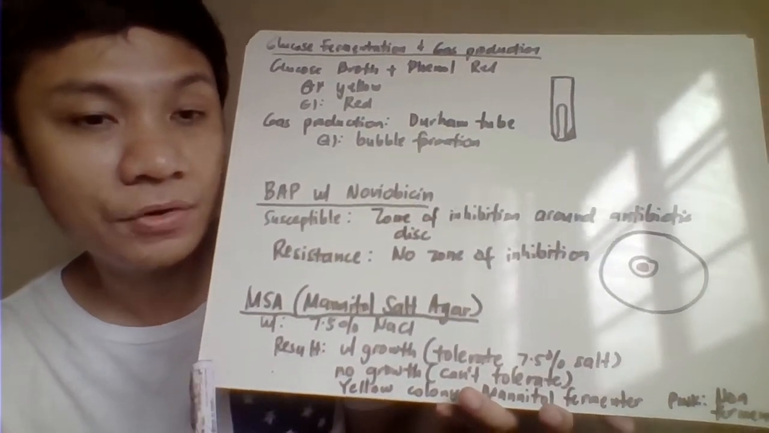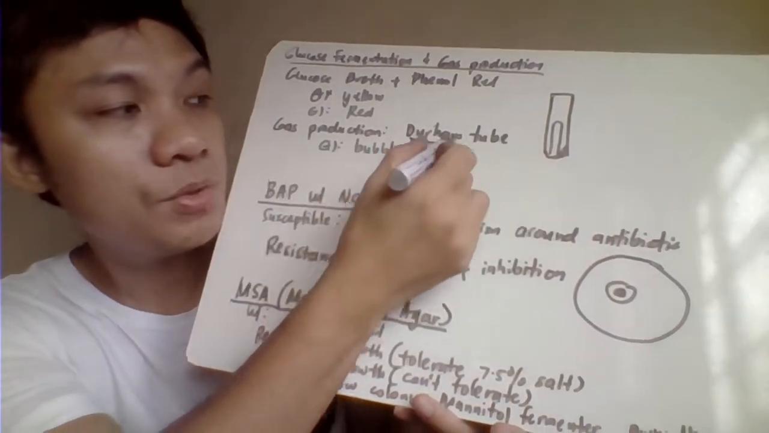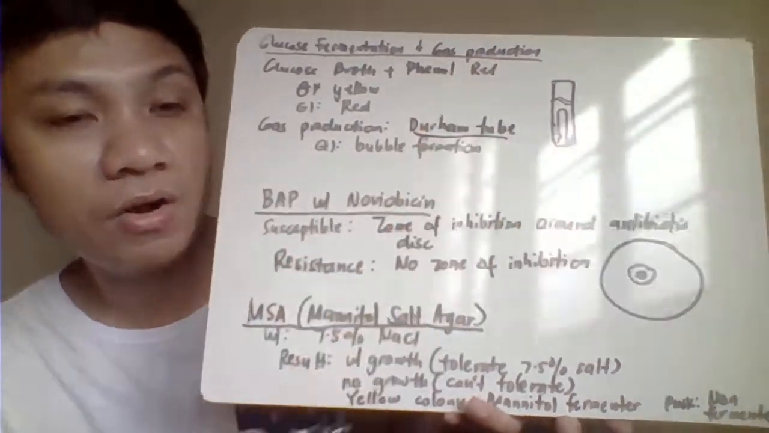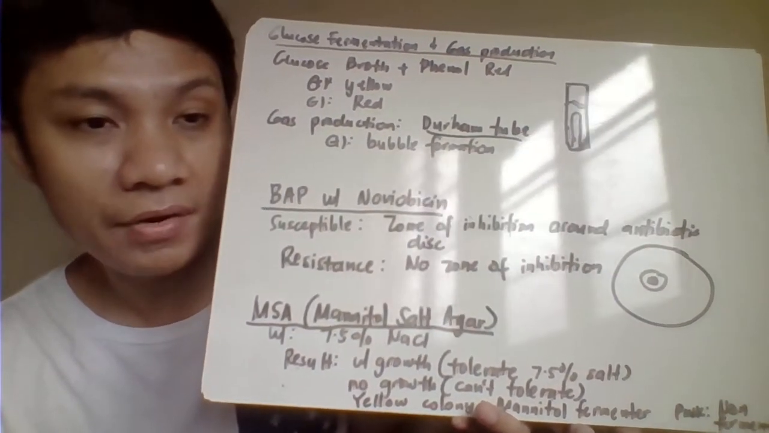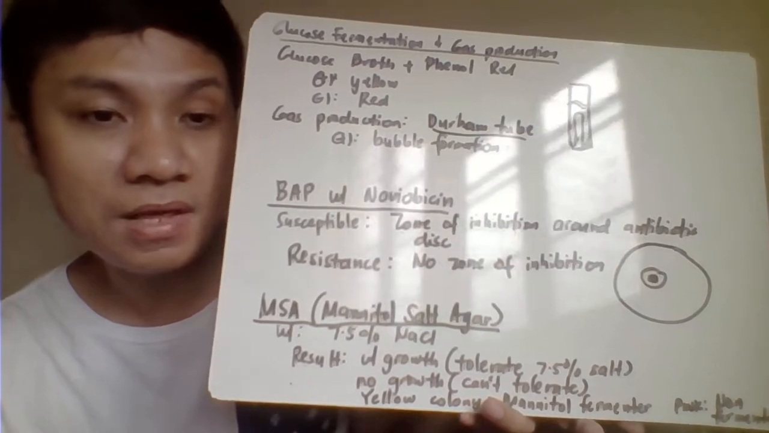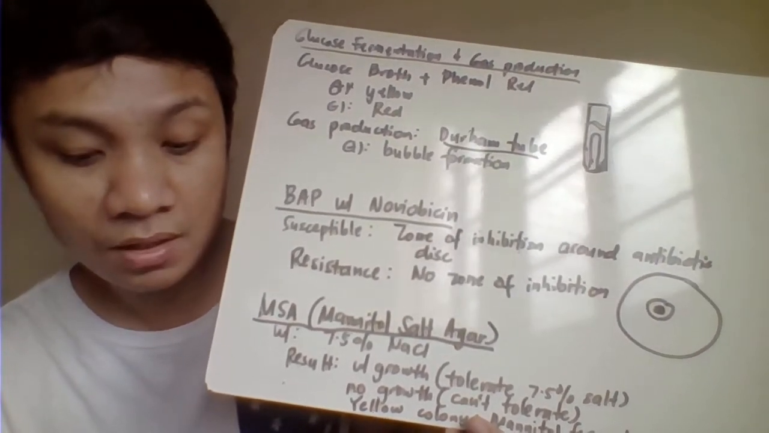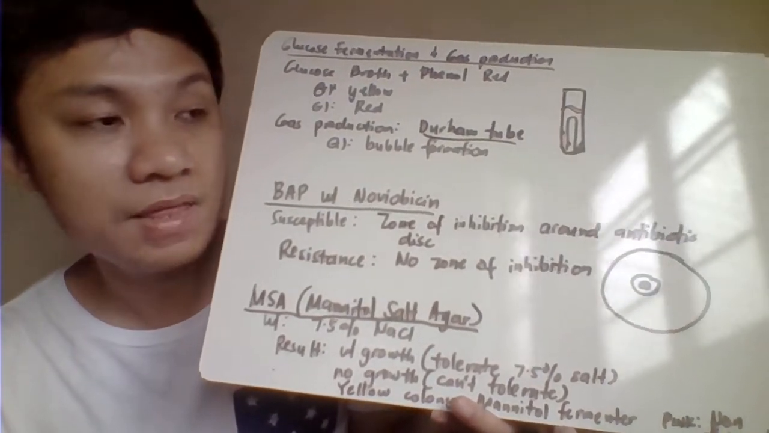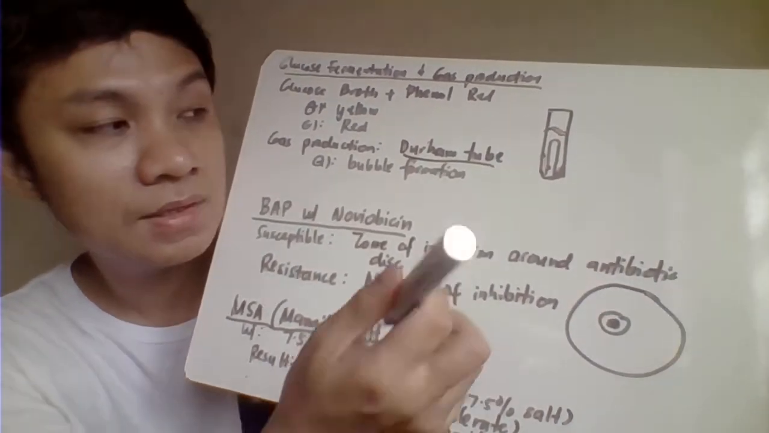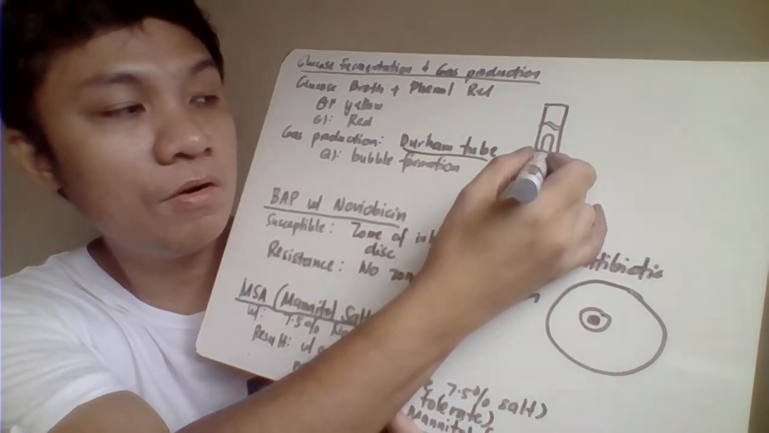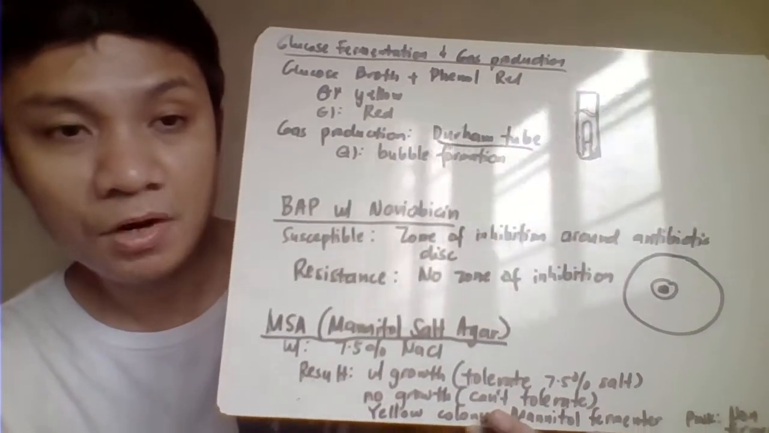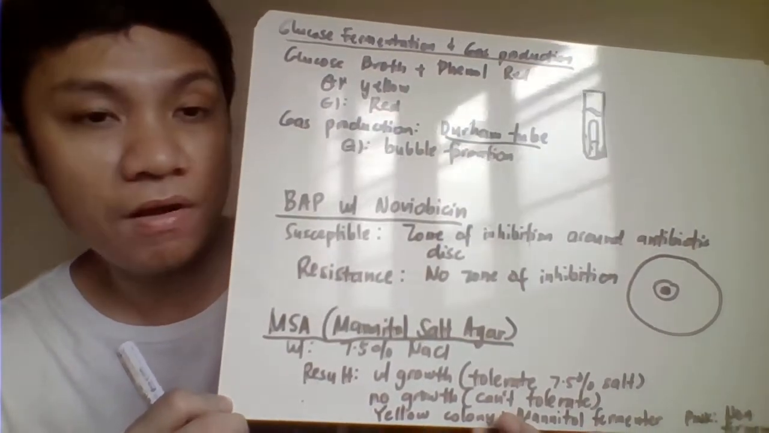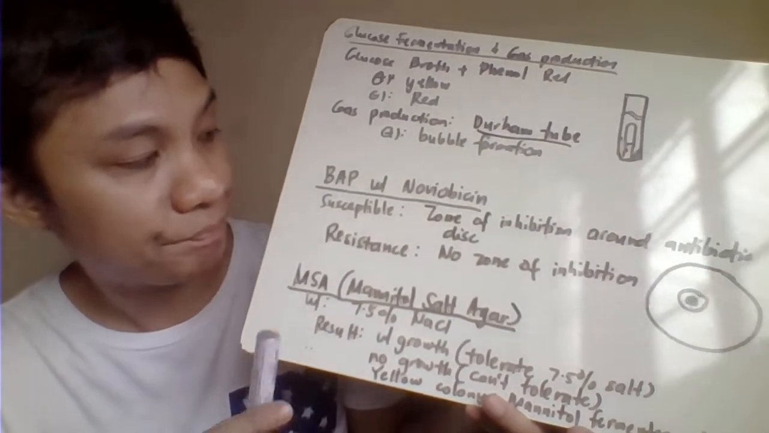You can also add your Durham tube. Durham tube here, parang maliit na tube. Lagay mo dito sa loob. Okay, so that will catch your air or your gas. That would help you identify if your bacteria is capable of gas formation. The gas formation would be identified here as having the bubbles. So pag may mga space dito sa loob ng Durham tube or may bubble formation or space, then that's your bacteria capable of the gas formation.